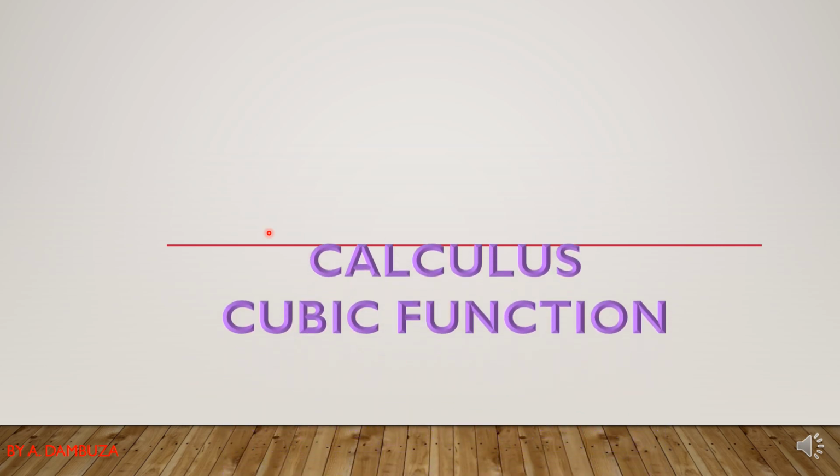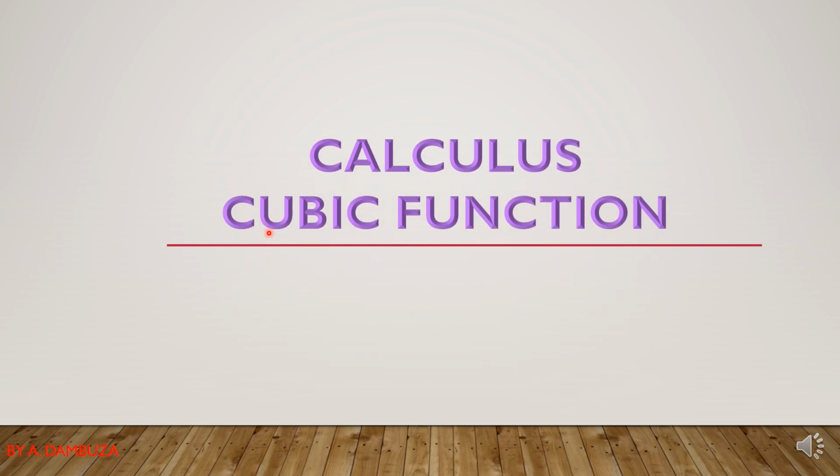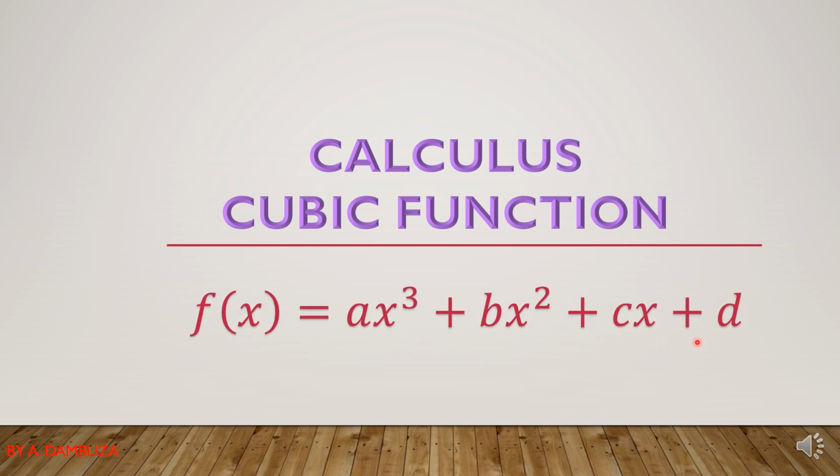Well, this video is going to give you the information on finding the parameters of a cubic function. A cubic function is generally in the form f(x) = ax³ + bx² + cx + d, where a can never be equal to 0. B can be equal to 0, C can be equal to 0, and D can be equal to 0.